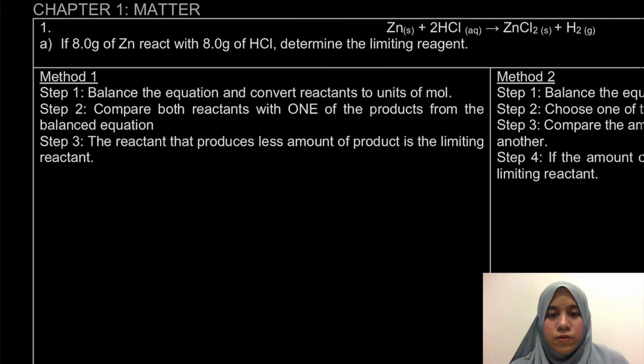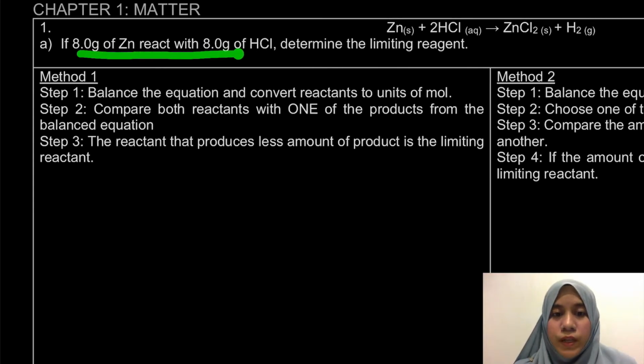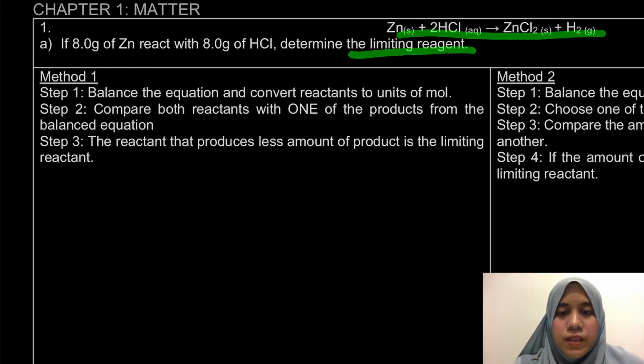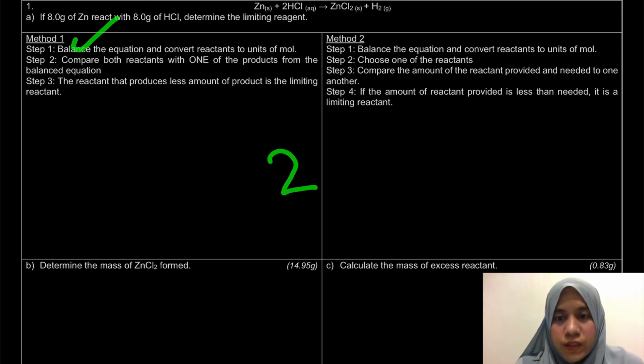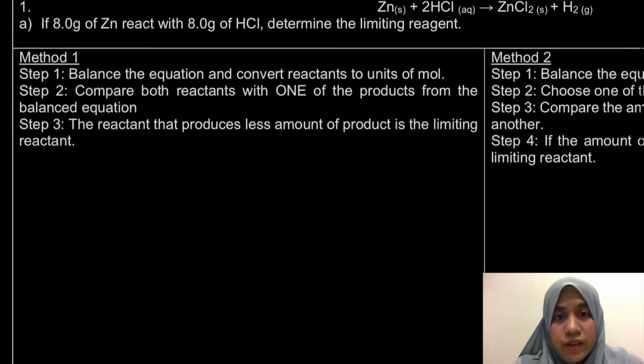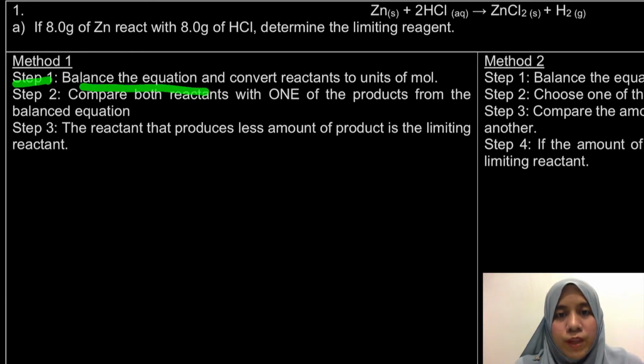Okay, so now let's look for example number 1. So this is actually information yang sama juga pada page 23 tadi. Okay, but then this information is actually about mass kita lah, mass of reactant. They asked to determine the limiting reagent. So actually there are 2 methods. Okay, dua-dua ni mesti akan cover. We're going to do method 1 first.